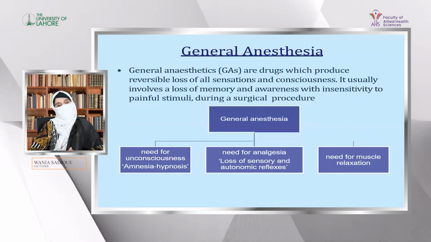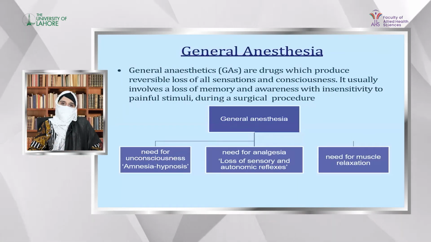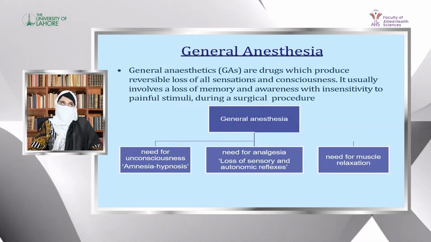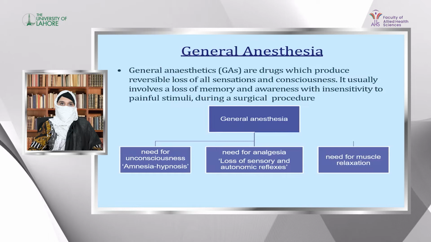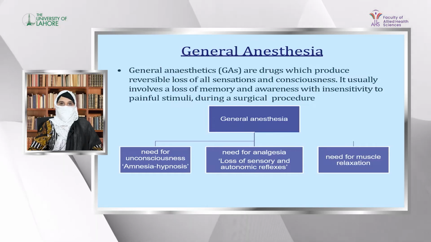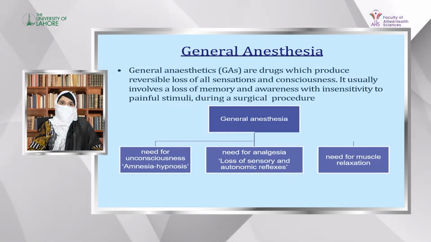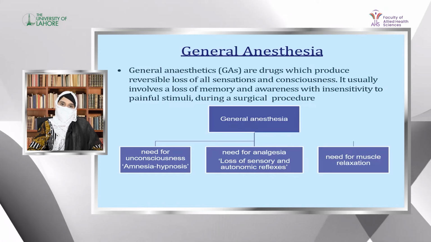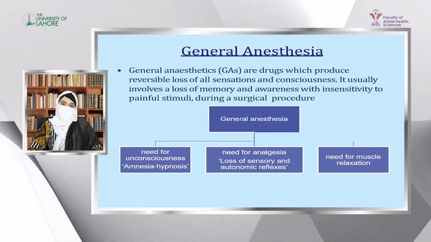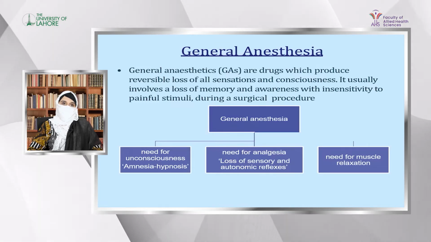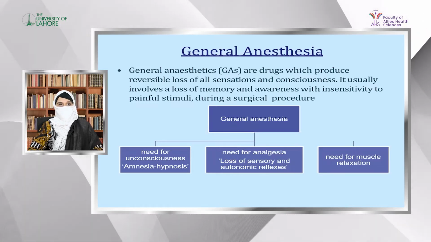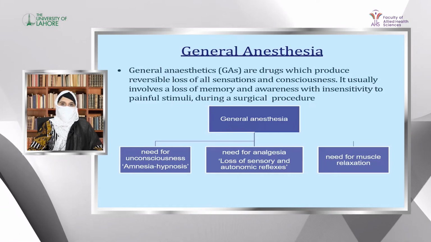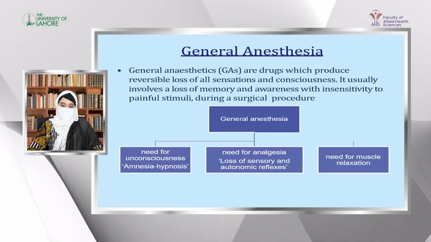Now we will discuss general anesthesia. General anesthesia includes general anesthetic drugs. General anesthetic drugs are the drugs which cause reversible loss of all sensations and consciousness. It usually involves a loss of memory and awareness with insensitivity to pain stimuli during a surgical procedure. For general anesthesia, we need unconsciousness, amnesia, loss of sensory and autonomic reflexes, and muscle relaxation.